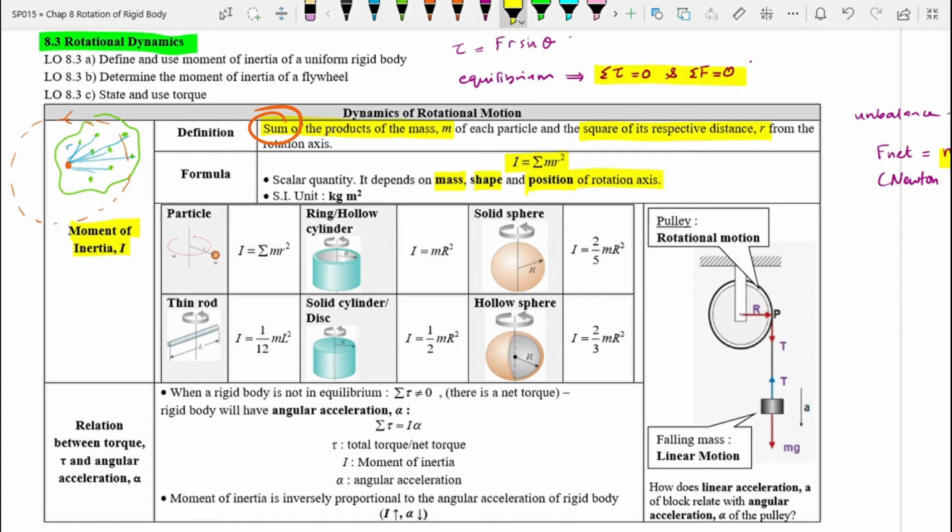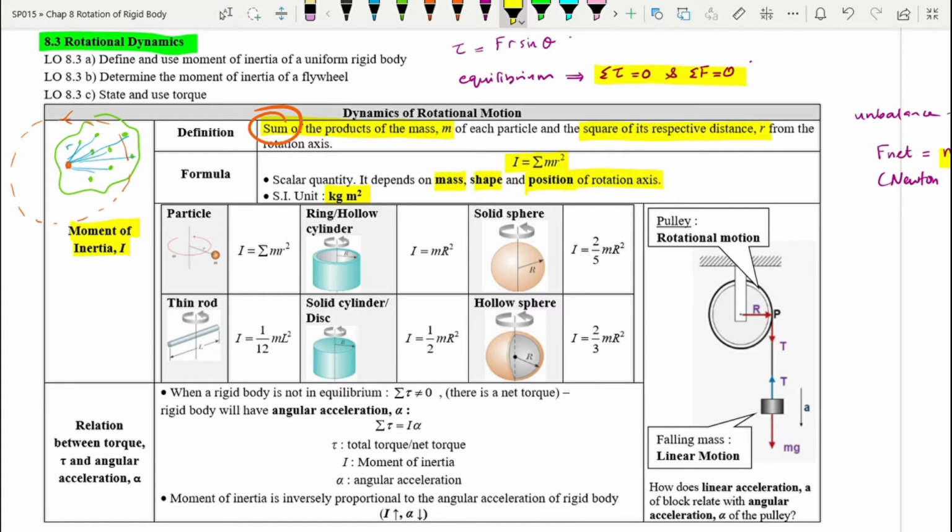So I is a scalar quantity. Dia bukan vector quantity. And the unit of I, SI unit of I, according to the formula, it's kg m square. Okay, just gunakan SI unit for mass dan juga R. Okay, so untuk kita cari nilai moment of inertia ni, dia ada specific formula untuk specific shape lah.